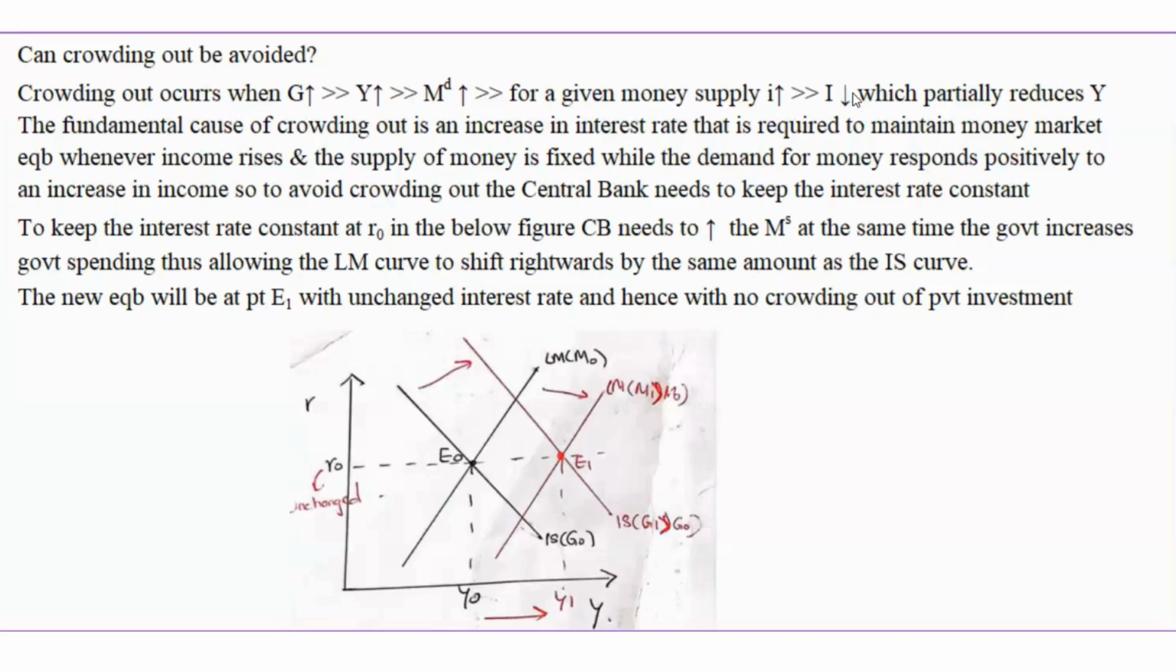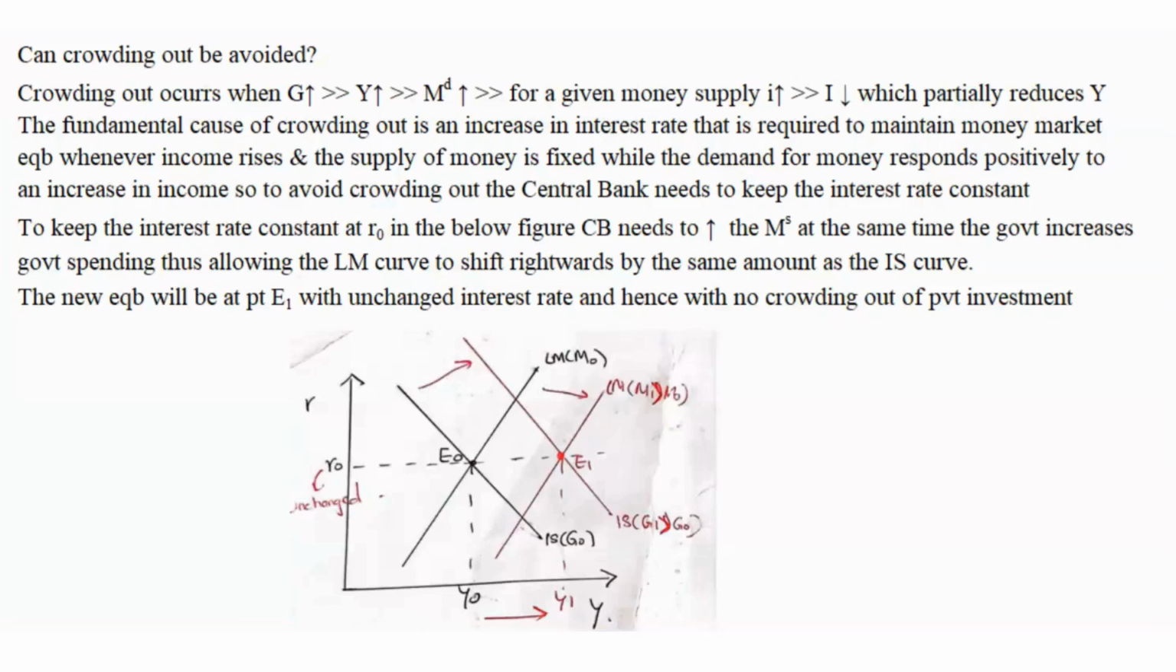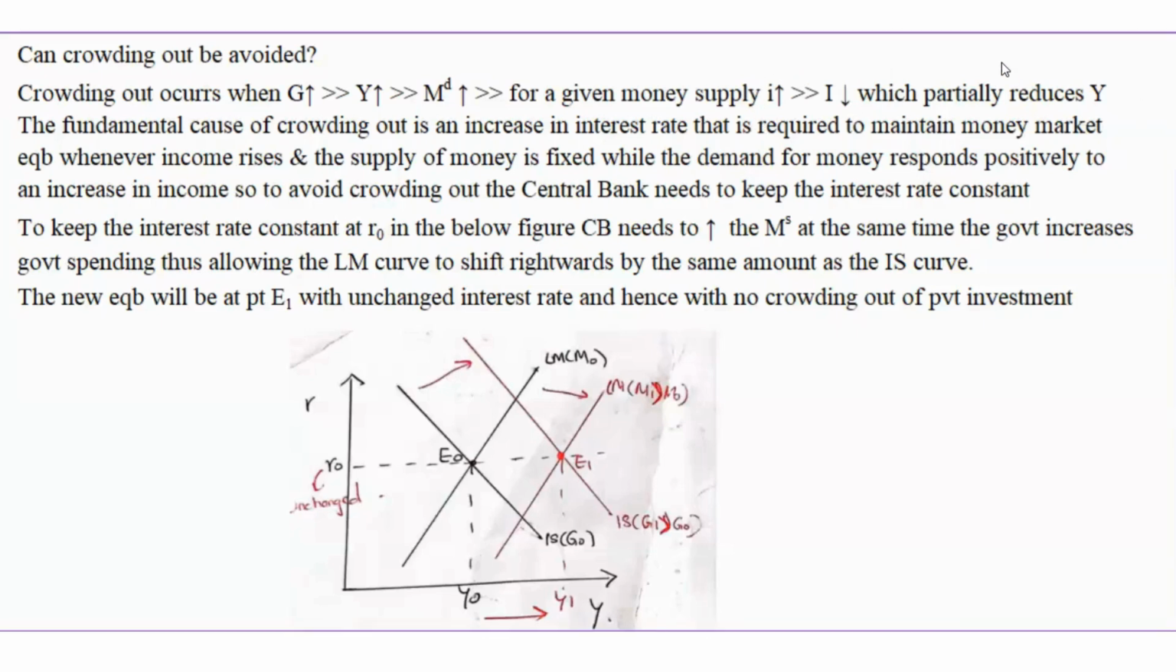Because the reason crowding out was occurring was this increase in interest rate, reducing investment, which partially reduced Y. So you're just making sure this interest rate does not increase by increasing money supply to accommodate the increase in money demand that happens due to an increase in Y. So this alleviates the pressure on the interest rate to increase. The goal is to keep the interest rate constant. For that, you increase money supply to match the increase in money demand. So you're accommodating that increase in money demand so that interest rates don't have to increase.